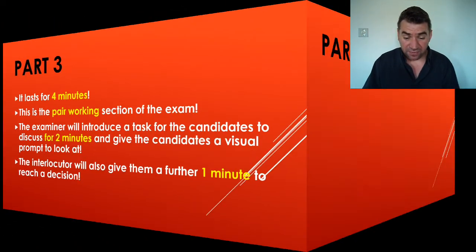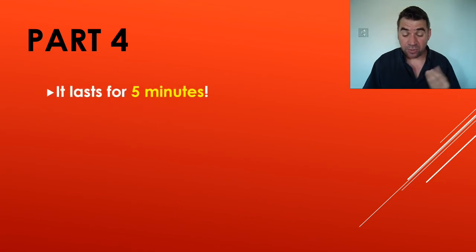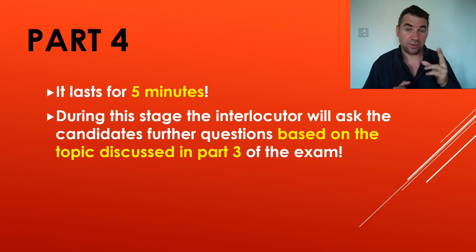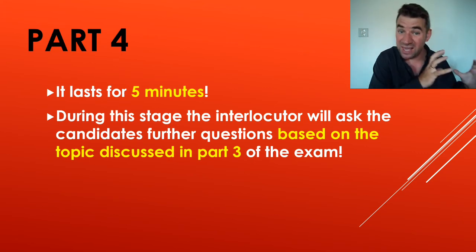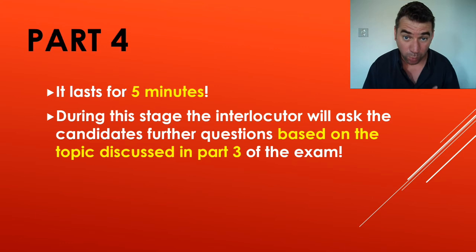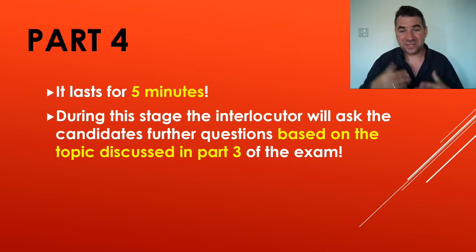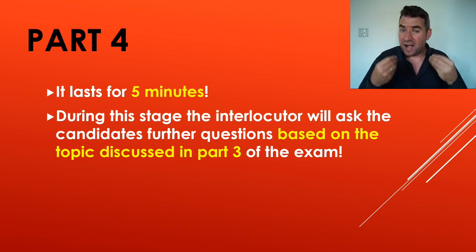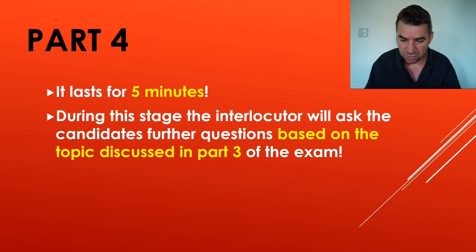In the final part of the exam, this is the longest part of the exam, you're talking for about 5 minutes. Now, during this stage, the interlocutor will ask the candidates further questions based on the topic talked about in part 3. So if part 3, your pair working exercise, was about sports, then part 4 is going to be questions about sports. What are the advantages and disadvantages? Should sports be compulsory at schools? And here you're expected to expand your answers and really explore these questions.